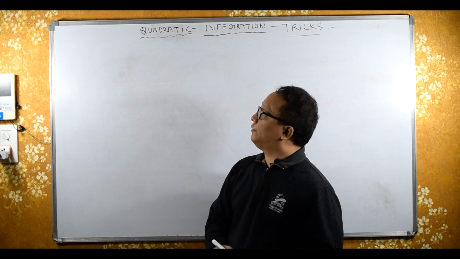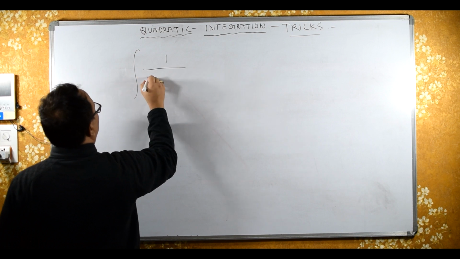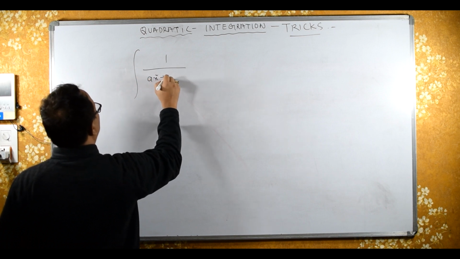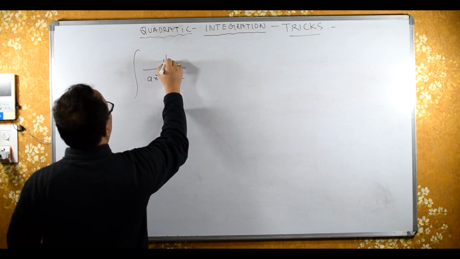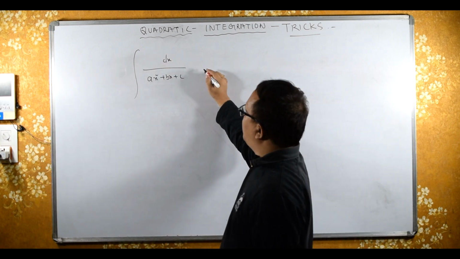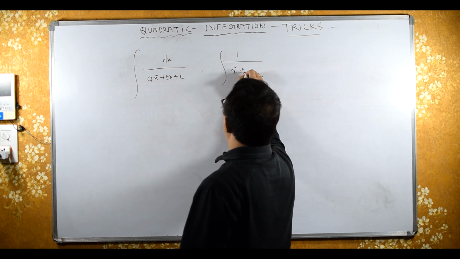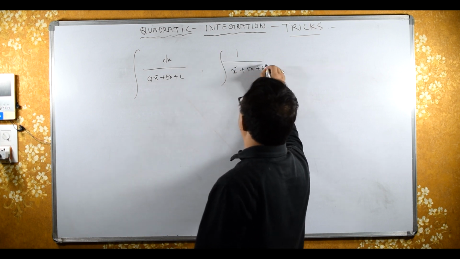Integrals which involve quadratic equations. For example, integral 1 upon ax square plus bx plus c dx. This is the integration we normally used to do. For example, I have integral 1 upon x square plus 5x plus 6 dx.